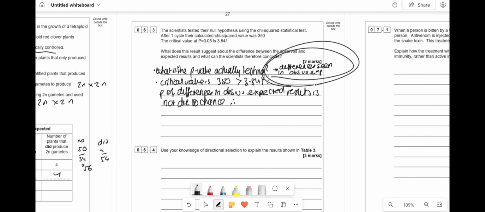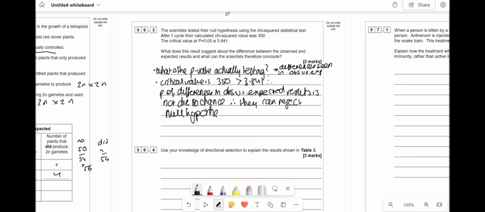Therefore, because then it says, what can they therefore conclude? Their null hypothesis is that there is no difference. We just looked at them and said there is a difference, and it's not due to chance. Therefore, they can reject the null hypothesis.